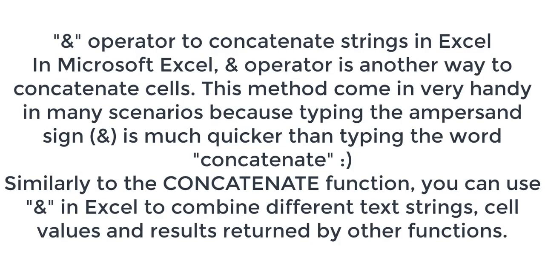An operator to concatenate strings in Excel. In Microsoft Excel, the ampersand operator is another way to concatenate cells. This method comes in very handy in many scenarios because typing the ampersand sign is much quicker than typing the word concatenate. Similarly to the concatenate function, you can use the ampersand in Excel to combine different text strings, cell values and results returned by other functions.